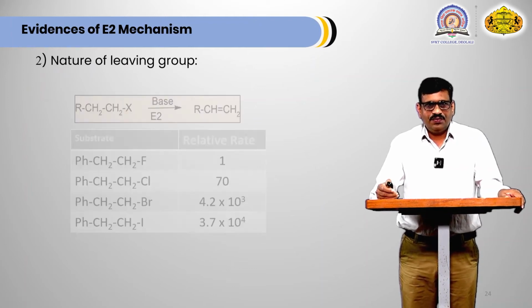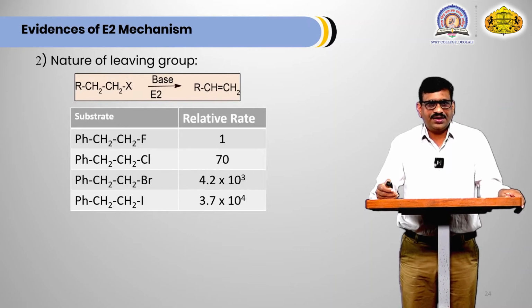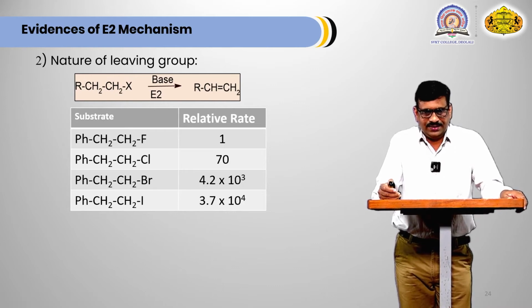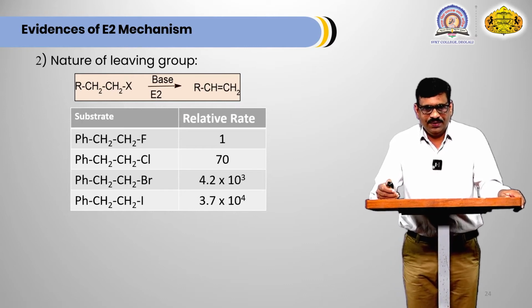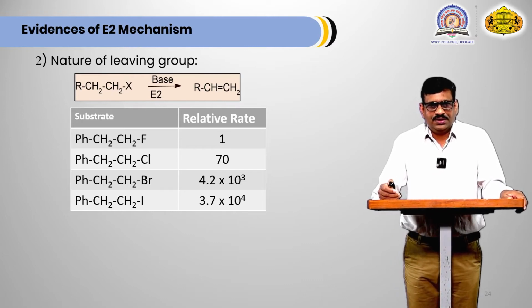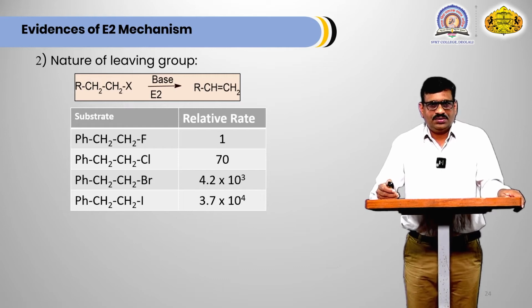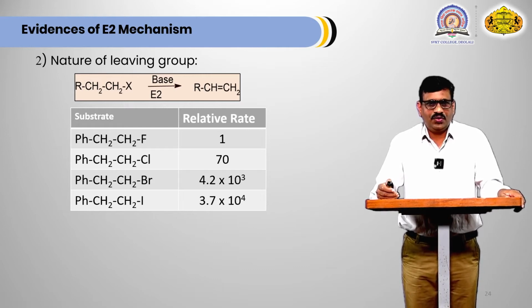Second evidence, nature of leaving group. In this case, RCH2CH2X is the alkyl halide and the product is RCH=CH2. Alkene is the product. Here we change the X. X is fluorine, chlorine, bromine and iodine. In the first example, the relative rate is considered as 1. With respect to this relative rate, the second compound, that is 2-phenyl chloroethane, reacts with the rate 70.